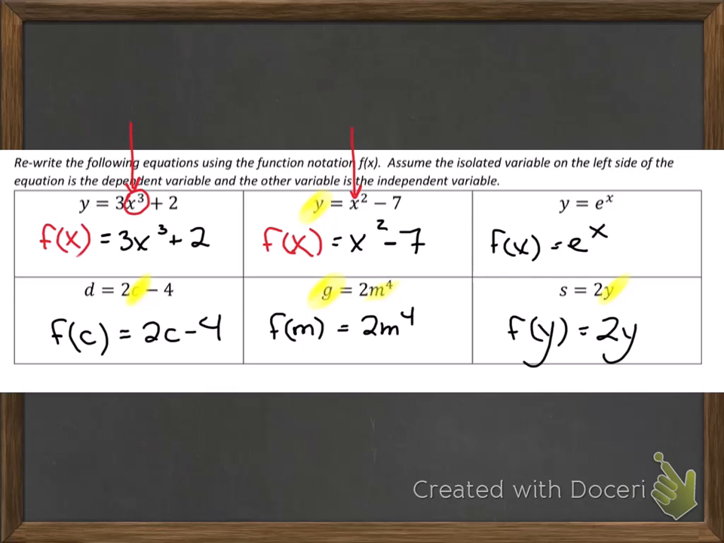Now this might be a little bit confusing because we're so used to having y be our dependent variable, but that's just sort of tradition, right? It doesn't always have to be that way. So in this case, y is acting as our independent variable.